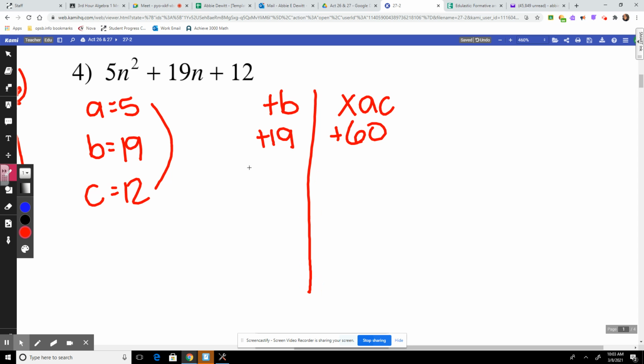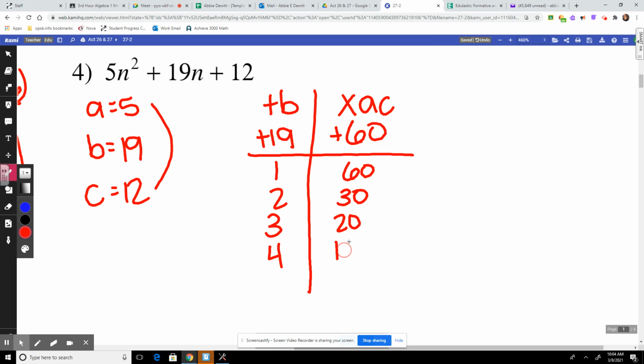So what two numbers multiply to positive 60 but add to positive 19? Well, that tells me that all my integers should be positive. If I'm multiplying to positive and adding to positive, all my integers should be positive. So I'm going to list 1 and 60, 2 and 30, 3 and 20, and then 4 and 15. And then I'm going to stop there. If you continue going on, you'll continue getting decimals until you loop back around to 15.